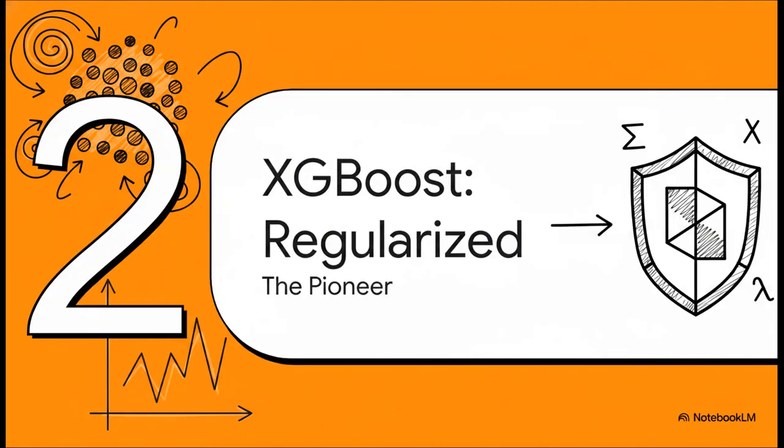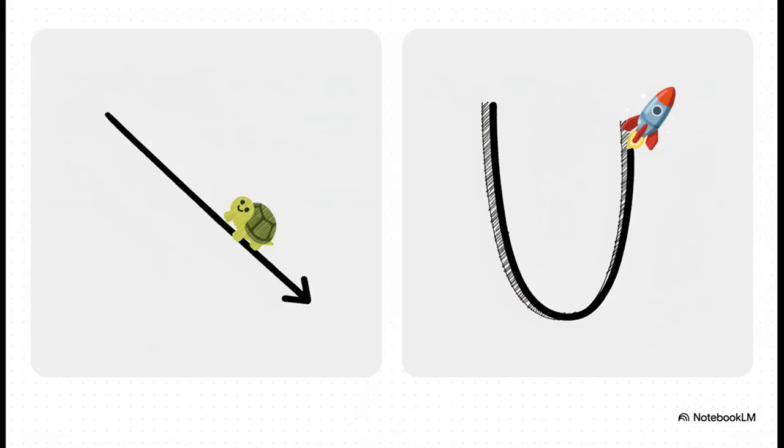Section 2, XGBoost, the regularized pioneer. Now, that foundational idea of boosting was brilliant, but it had a flaw. It tended to overfit the data. XGBoost arrived on the scene as a total pioneer by integrating regularization directly into its math. Older boosting methods used first-order gradient descent. That basically calculates a simple slope to slowly inch toward the lowest error. XGBoost completely flipped the script by using the second-order Newton-Raphson method.